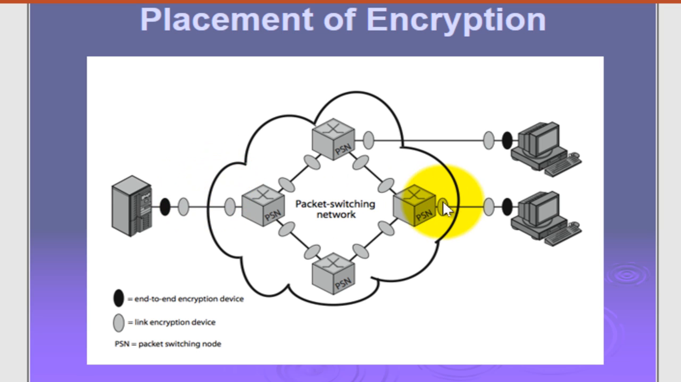In the same way, we have to observe that a link encryption is placed at each and every switching network, whereas end-to-end encryption is placed only at the source device and the destination device.